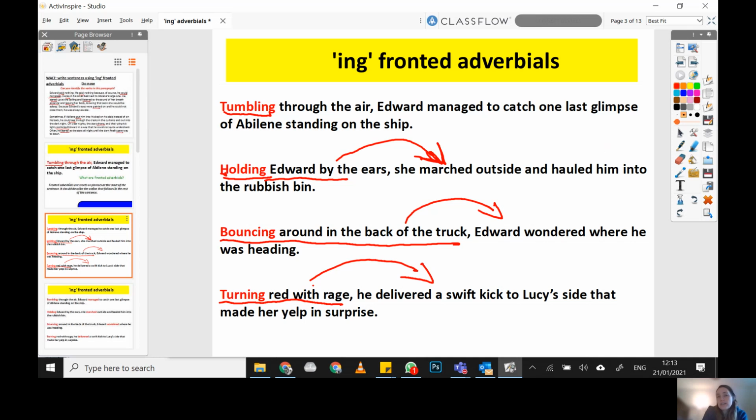He didn't tumble, past tense. He is tumbling currently. So it's an action that I know started in the past and is continuing now as he manages to catch a glimpse.